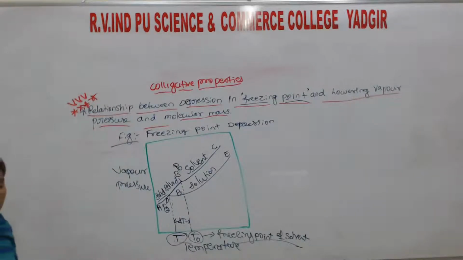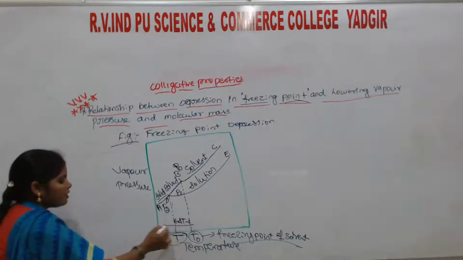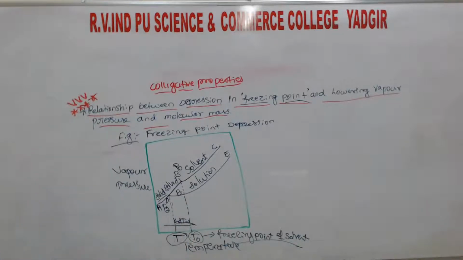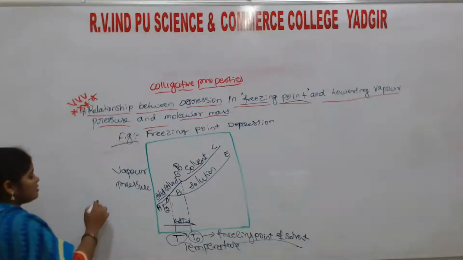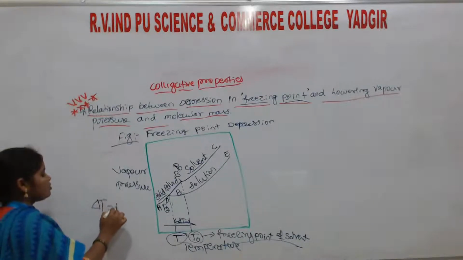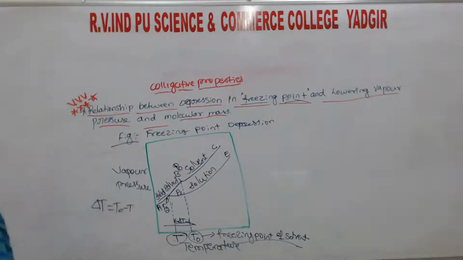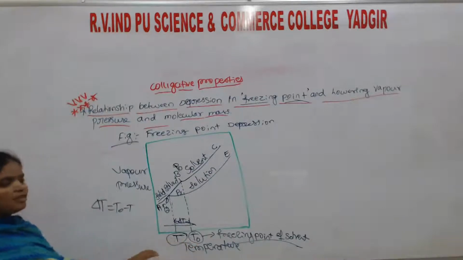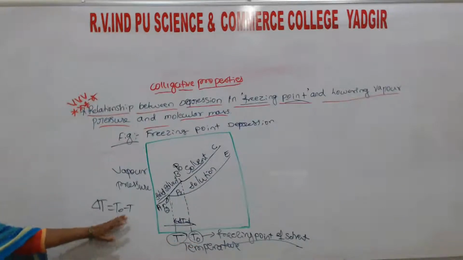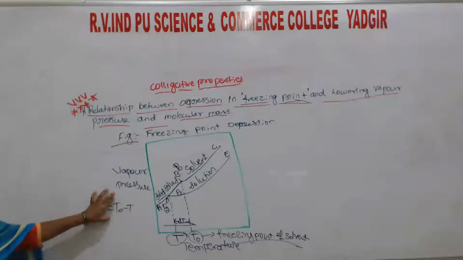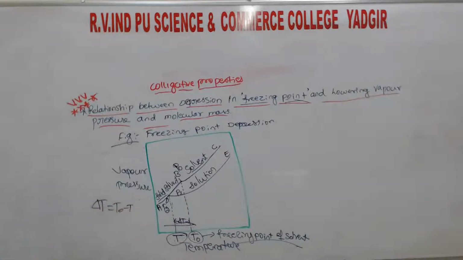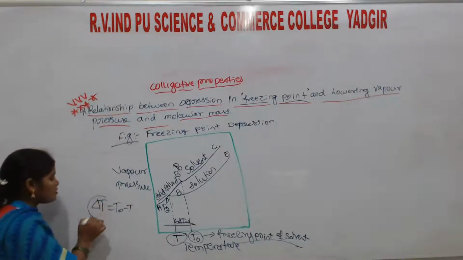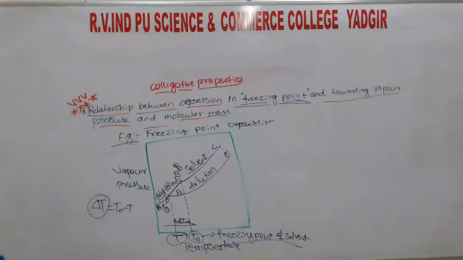The depression in freezing point is this difference. The depression in freezing point is delta T, and delta T is equal to T0 minus T. This is the rule you are writing here: delta T equals T0 minus T, and this is called the depression in the freezing point.